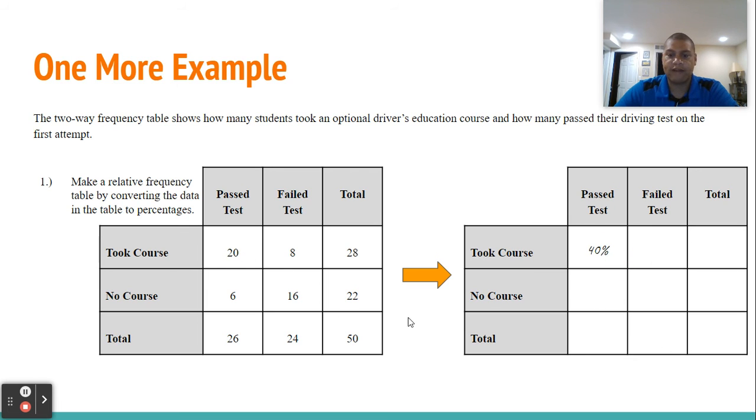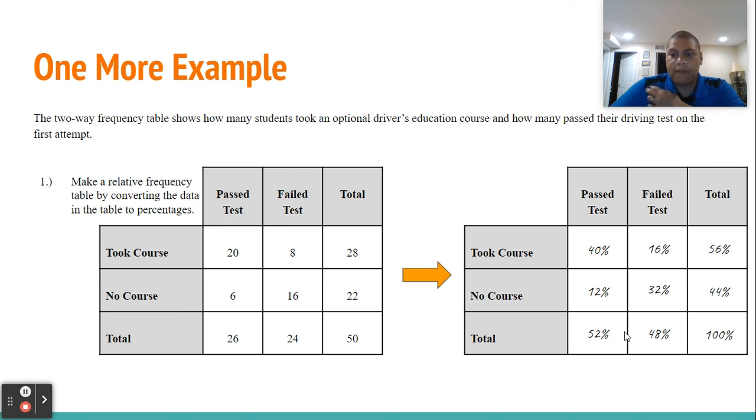So again, we said 20 out of 50 was 40%. 6 out of 50 is 12%. 26 out of 50 is 52%. 8 out of 50 is 16%. 16 out of 50 is 32%. 48%. 56%. 44%. And then, of course, 100%.